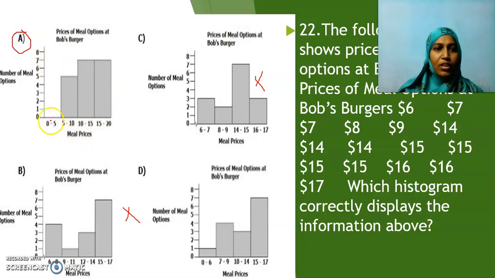Here alone we have 0 to 5, 5 to 10, 10 to 15, 15 to 20. I didn't look at the prices over here. Just by looking at the options we can get the answer. But if there are two options where we have both regular intervals, we should check with the data. See, from 0 to 5 I have no burgers sold at that amount. From 5 to 10, 1, 2, 3, 4, 5. 5 burgers have been sold between $5 and $10. Exactly 5. Then from 10 to 15, 11, 14. Is it clear? Yes. So option A is the right answer.